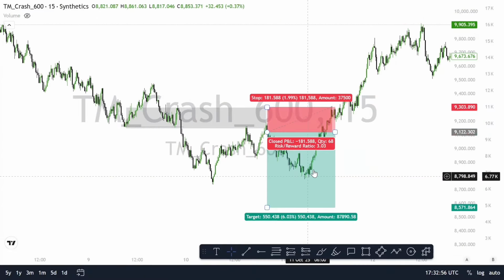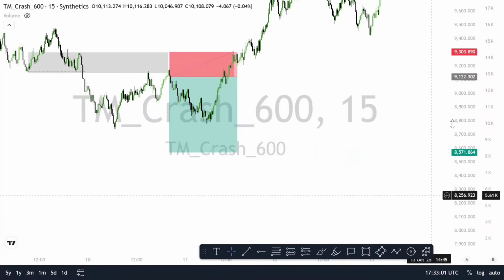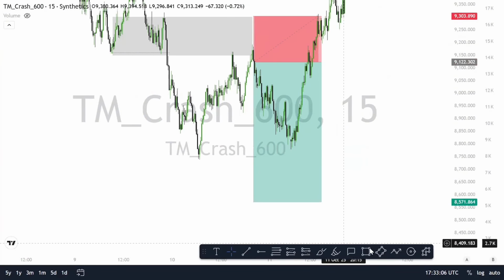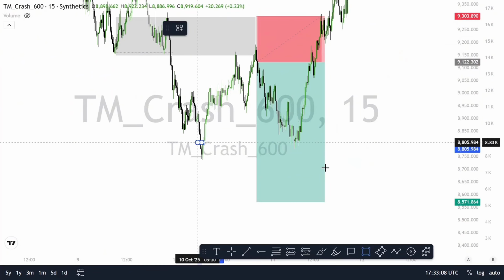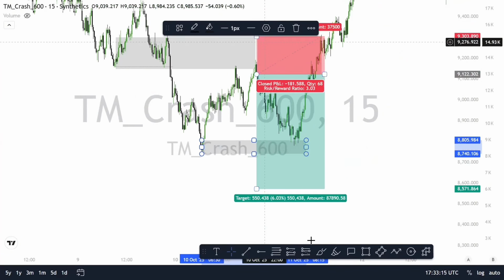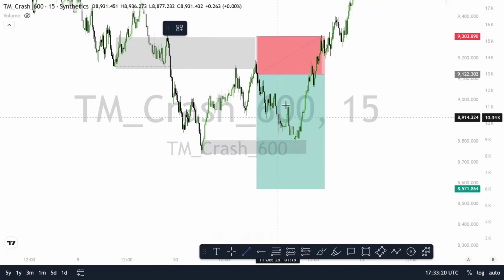Market started giving us a move to the downside, and all of a sudden we had a counter change of character at a very good zone. You can see that this is a sponsored candle for us here. This is a sponsored candle here that carried a fair value gap, so it is a good area of reaction, and market all of a sudden gave us a change of character.